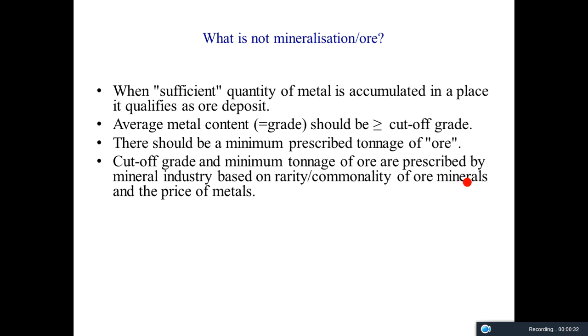Till now we have understood what an ore is. So when we are trying to define what is mineralization or what is an ore, how do we define it? When a sufficient quantity of metal, or a non-metal maybe, is accumulated in a place, it is known as an ore deposit. For a metal, the average metal content is known as grade. It should be more than the cutoff grade, and there should be a minimum prescribed tonnage of the ore. That much amount of metal has to be taken out from the ore, and the cutoff grade and the minimum tonnage of ore are prescribed by the mineral industry based on the mineral policies.